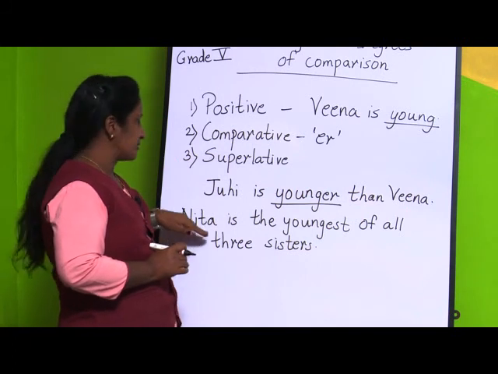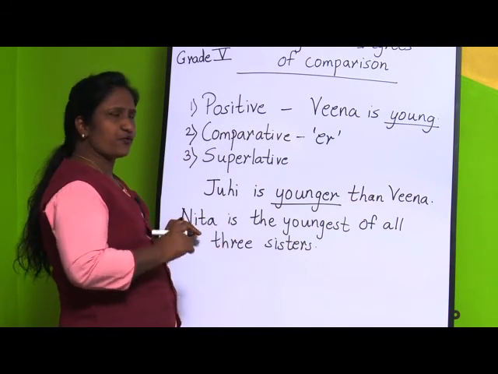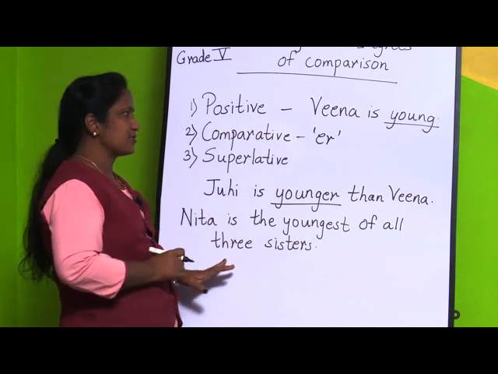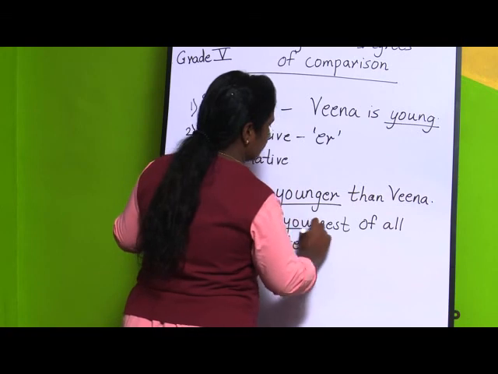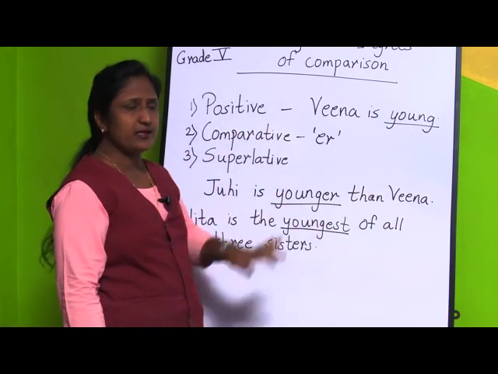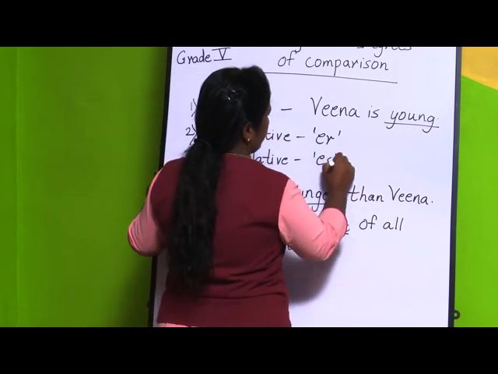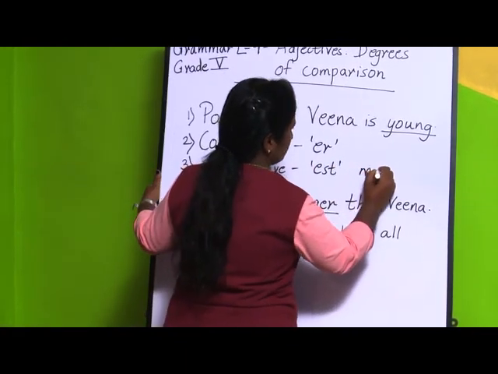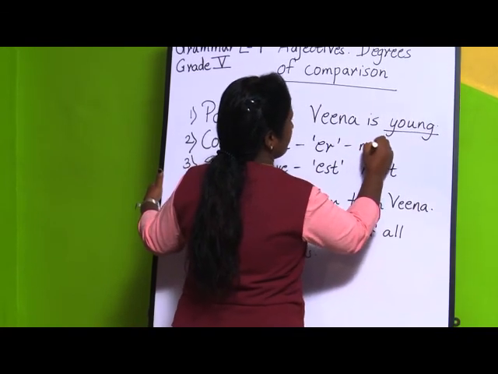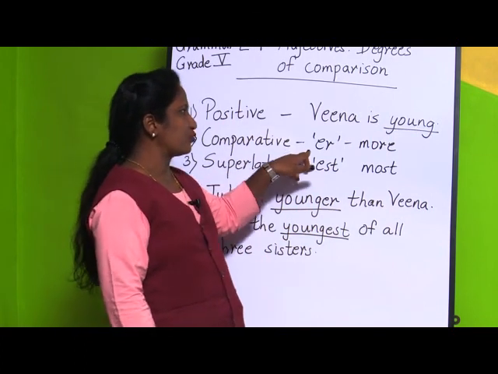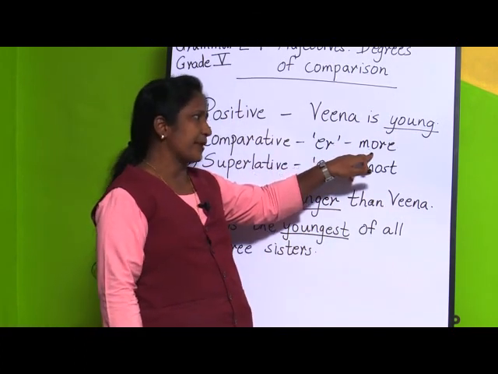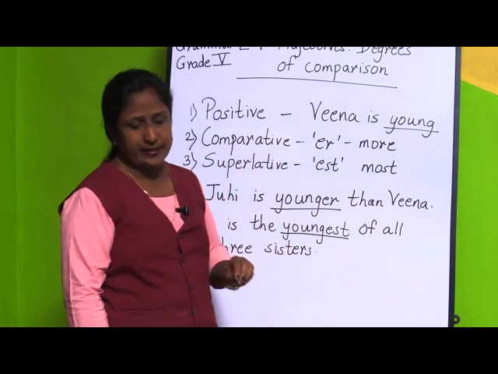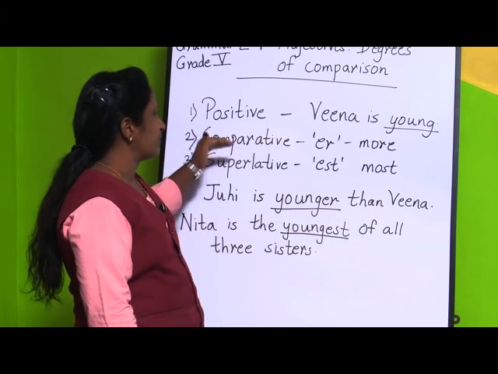But if you see the third sentence, Neeta is the youngest of all, it means she is the smallest of everyone. Among all these three sisters, Neeta is the youngest. So, here also the quality is the same, youngest, but we have to add est for the superlative degree. If the words are big, we add more for the comparative and most for the superlative. So, this was all about positive degree, comparative degree and superlative degree.